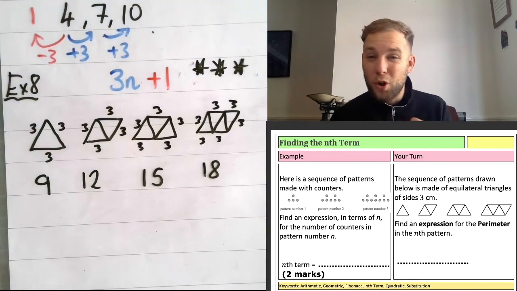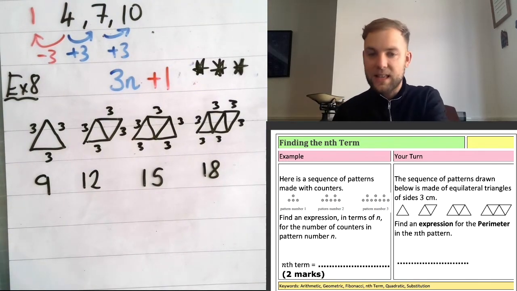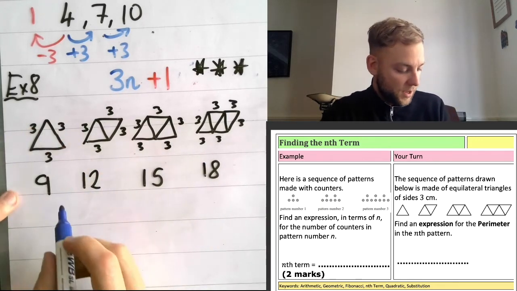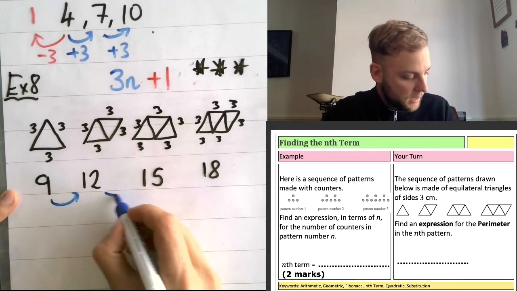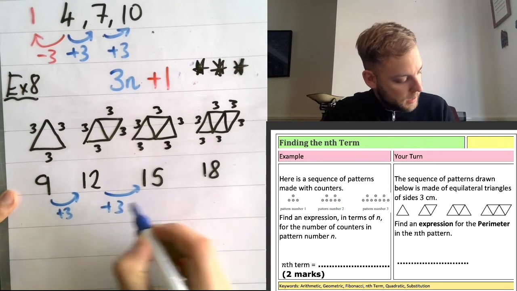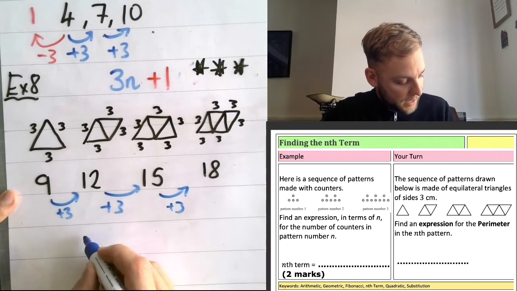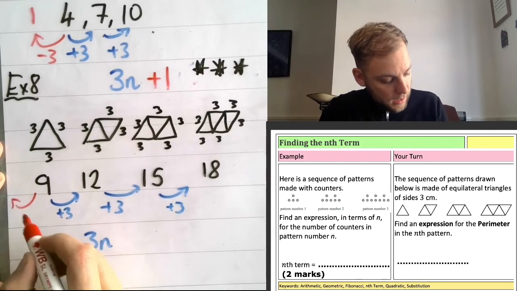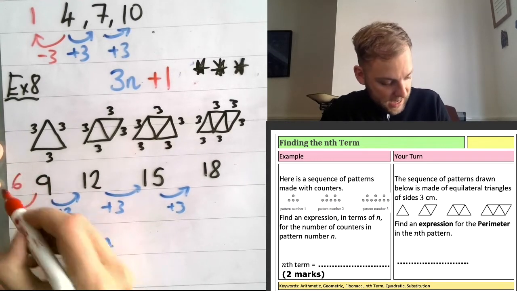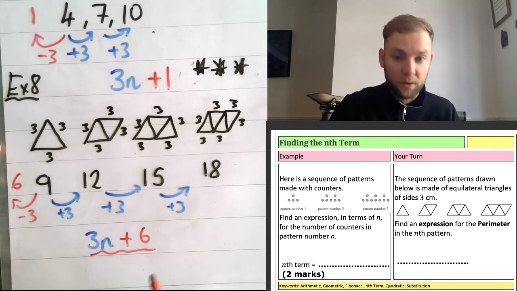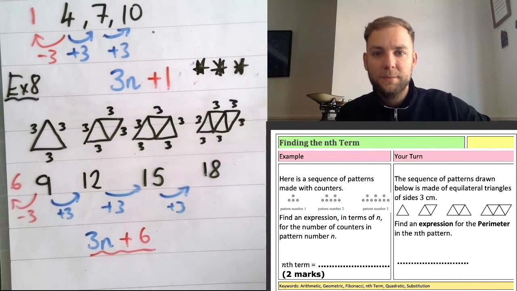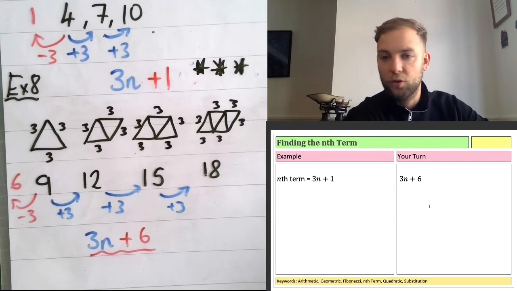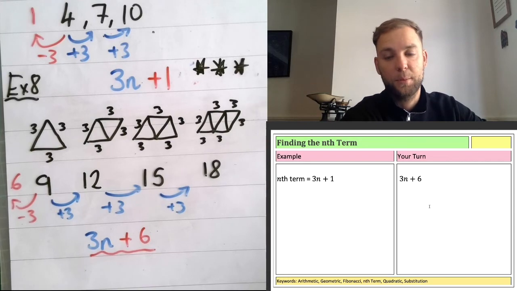Brilliant. So just a couple of extra little parts there. We've got the perimeter with sides of 3 centimeters. It says the perimeter and not the number of lines. So here, what am I going up by each time? Well, I'm going up by 3 each time, aren't I? Plus 3, which means that it's going to be 3n. And then I need to find my 0th term, and I do that by minusing 3, which in this case is going to be 6. So 3n plus 6 for that one there. Just a few little extra bits there, nothing to be too worried about. Let's check both of those answers. So 3n plus 1, super, and 3n plus 6, absolutely perfect.